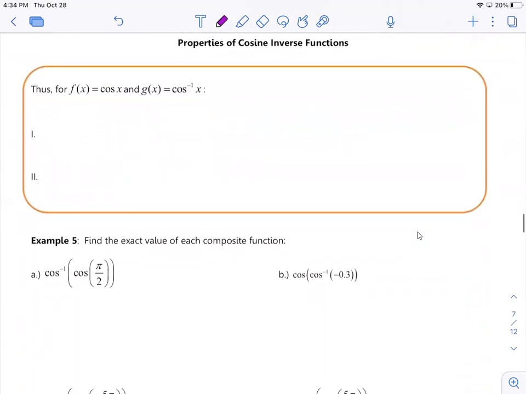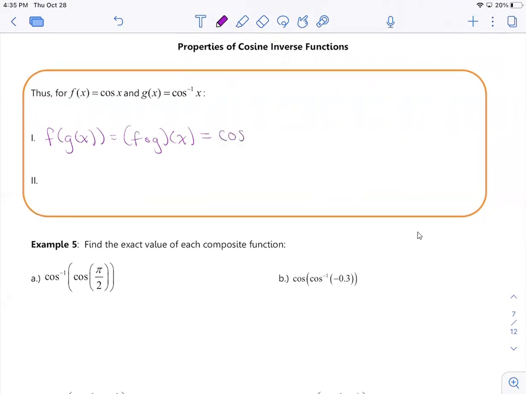Now this one, we're going to talk about those compositions again. And this is saying we have that f of x is cosine x and g of x is its inverse. So remember we talked about when you compose, so we are going to say f composed with g. Another way to say that is f of g of x. Okay, so if I replace those things, I'm just going to do it in one step. I end up getting cosine of the inverse cosine of x.